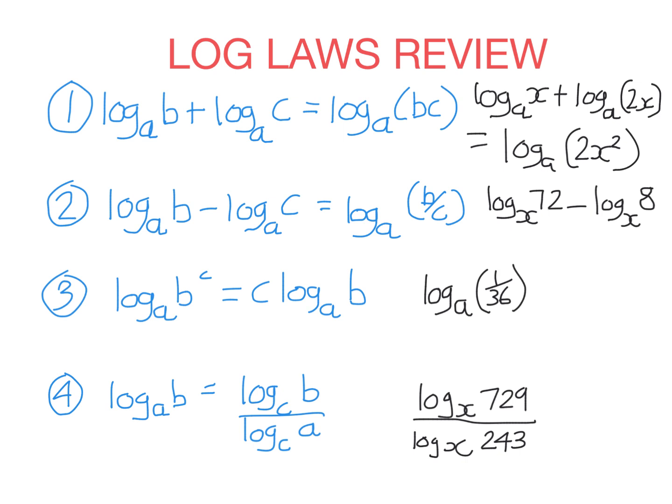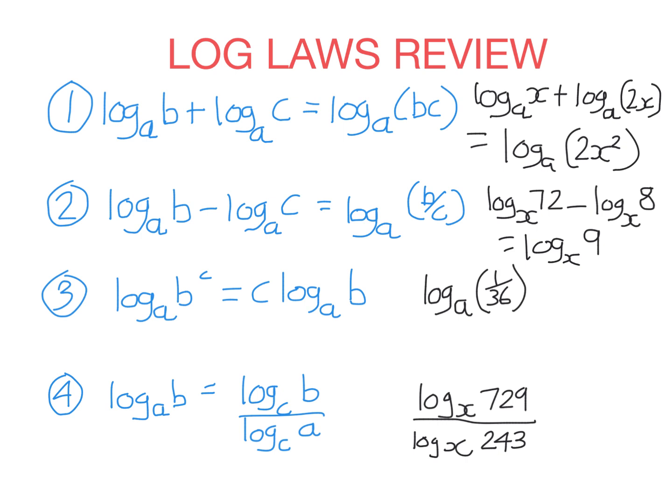So the second log law says when you are subtracting logs of the same base, you can just divide these two numbers. So log x of 72 minus log x of 8, you simply keep the same base and you divide 72 by 8 here. You get 9, we're done, we've combined it to one log.